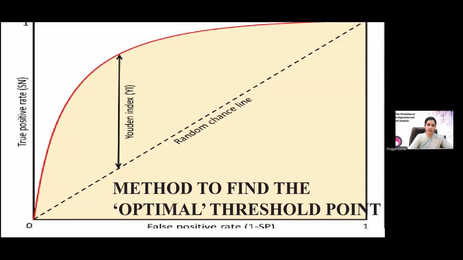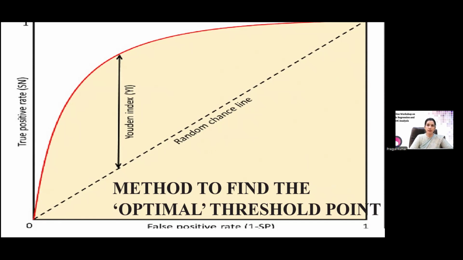So we have discussed that Youden's index is one of the methods to calculate this value of the cutoff, because we have seen that if you increase the sensitivity, your specificity decreases and vice versa. So you want to have both the weightage of sensitivity and specificity in your cutoff. So Youden's index is one of the best ways to find the optimal threshold point.